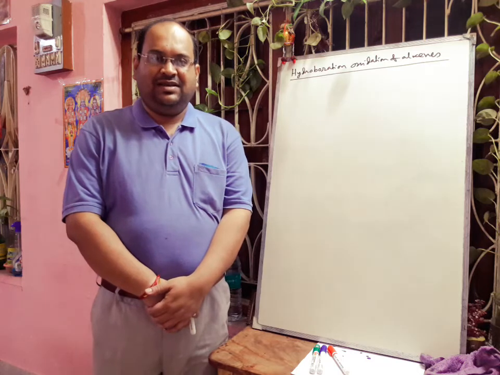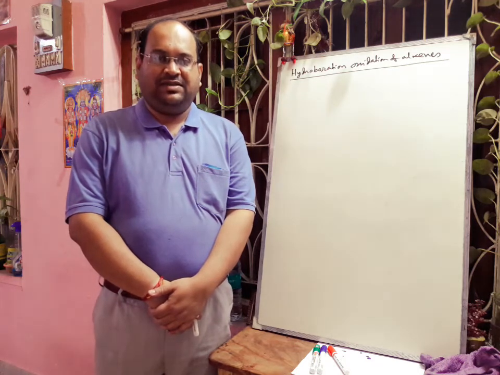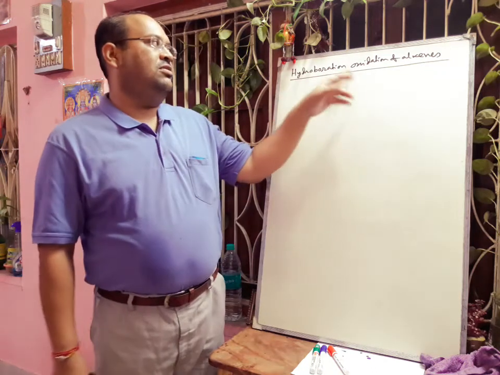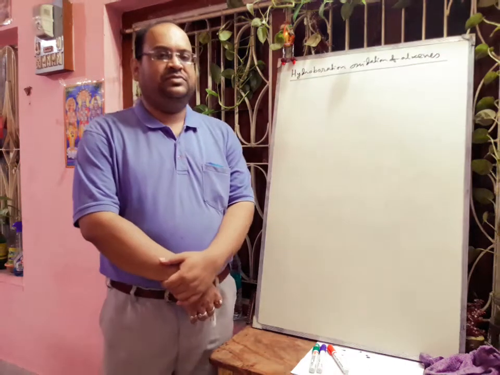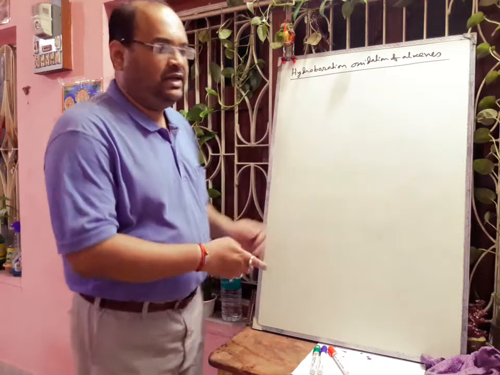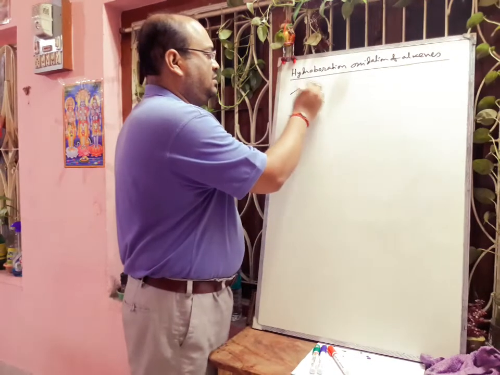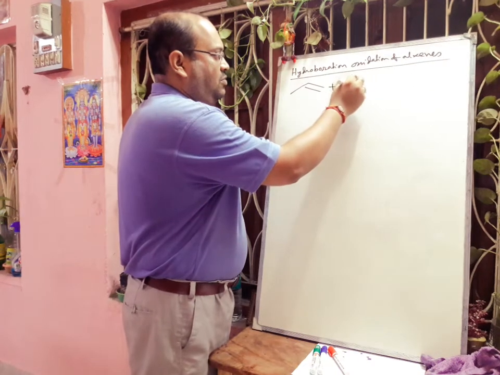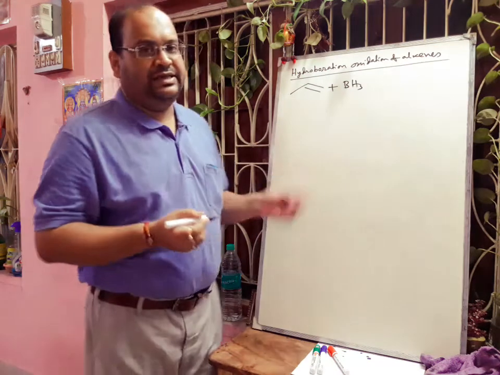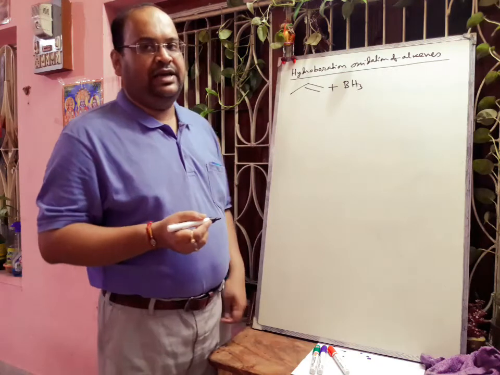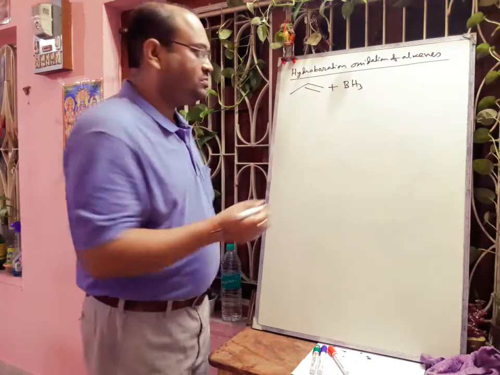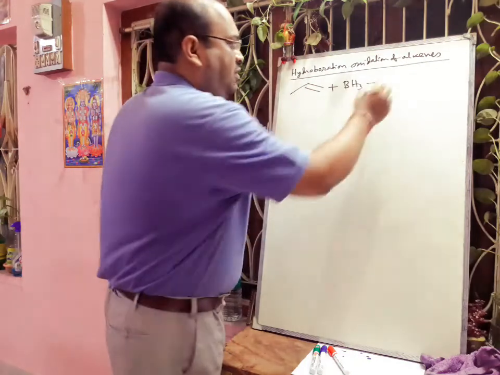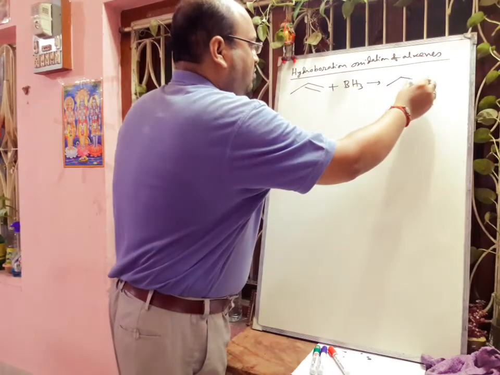We are discussing the preparation of alcohol. Our next reaction is hydroboration oxidation of alkenes. Here we are taking propene. If we add boron, which actually exists as B2H6, so here we are taking the BH3 molecule, boron hydride, then it will form trialkyl boron.